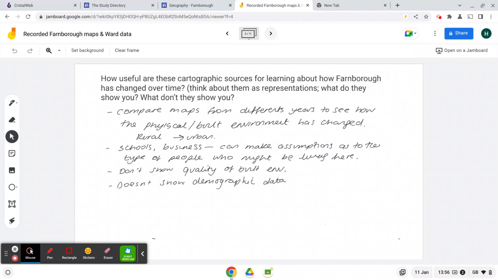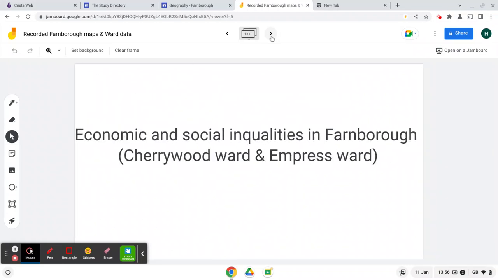Okay, so now we're going to have a look at the census data and think about the economic and social inequalities in Farnborough. So we will look at 2 wards, Cherrywood Ward, which the college is actually in, and then Empress Ward, which is just to the east. So if you get the train to college and you come to Farnborough North, you will be going to Farnborough Street. You will walk up Farnborough Street and you'll be walking through Empress Ward.